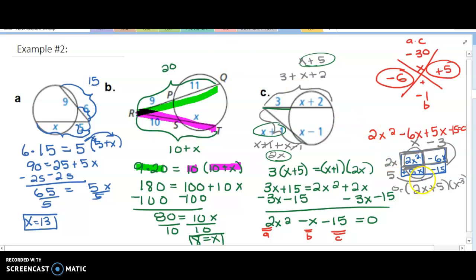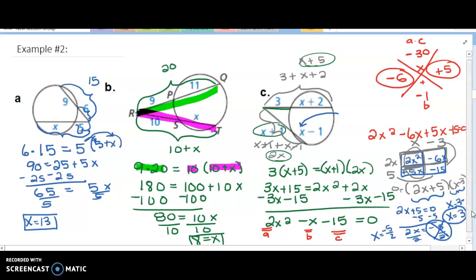And remember, this equals 0 when either this number or this number equals 0. So I can say 2x plus 5 equals 0, minus 5, 2x equals -5. So x is -5 halves, or x minus 3 equals 0, so x then has to be 3. Now, if we plug -5 halves in for x here, that would mean this length would be a negative. We can't have a negative length. So in the context of this problem, we can forget about this, and our answer would just be x equals 3.